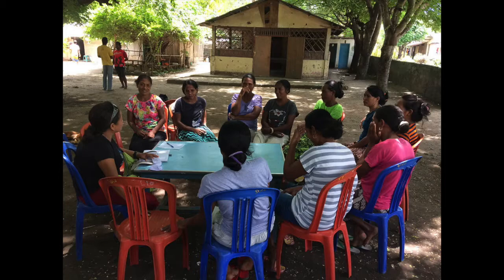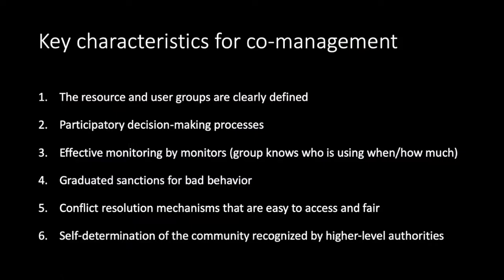Ostrom actually laid out 8, but 6 of them are really the most important ones. The first is that the resource and user groups are clearly defined. That is, members know that they are part of the group and what the group is about, such as fishers with access to a bay or farmers managing an irrigation system. And they need to perceive themselves as having a long-term stake with the resource. They would behave quite differently if they were just passing through than if they're putting down roots in the community and intend to use the resource for many generations to come.